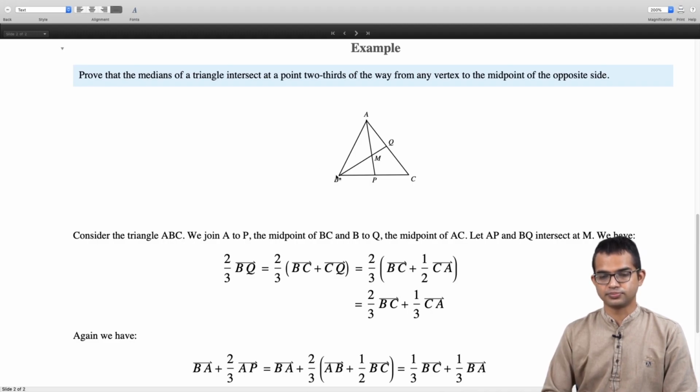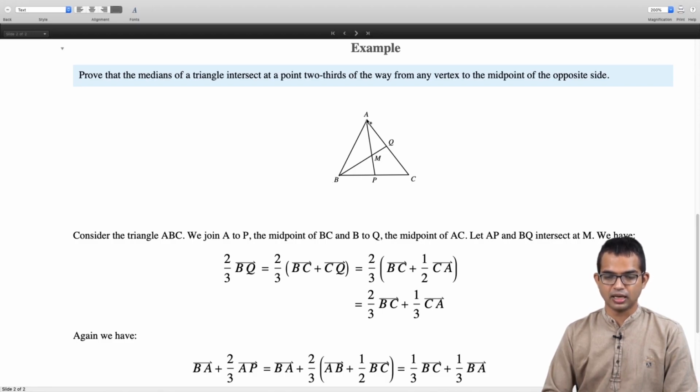Let's compute BM. I'm claiming that if I go from B to A and then I come down 2/3 of this direction along AP, of this length AP, then I'm going to get to the same point. I have to show this. In principle it could have been some other point, but we will show that in fact it's going to be the same as the other vector BQ. So BA plus 2/3 of AP is nothing but BA plus 2/3 of (AB plus half BC).